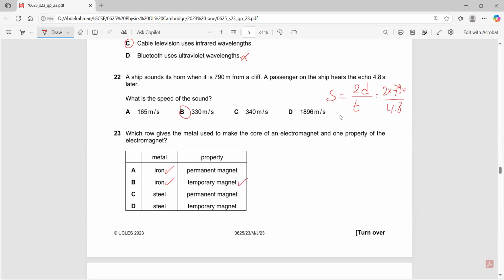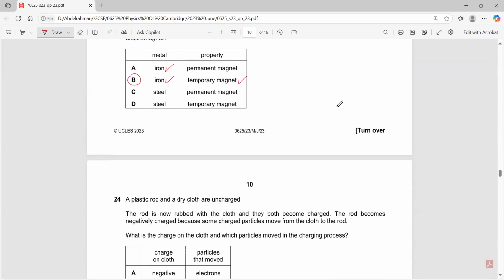Property, it has to be a temporary magnet. That's the whole point of creating an electromagnet.